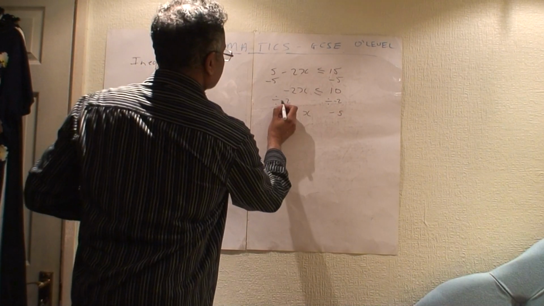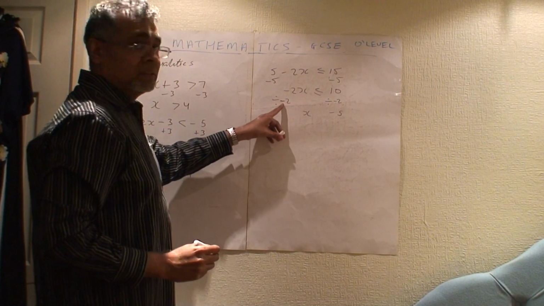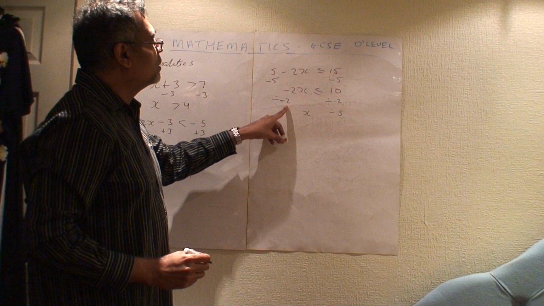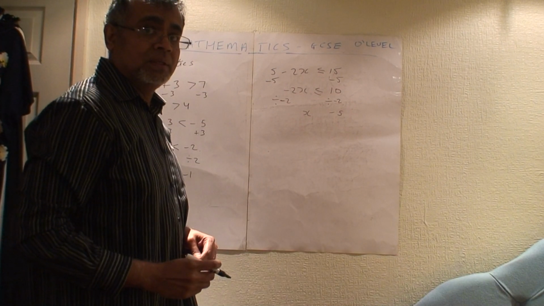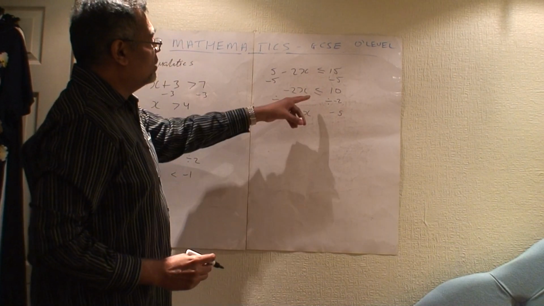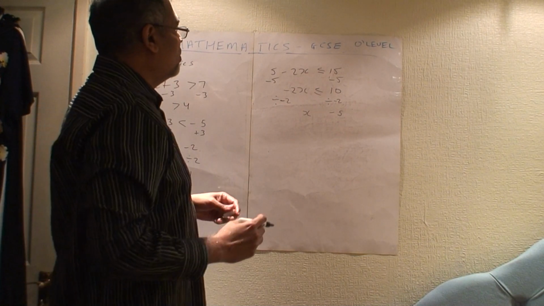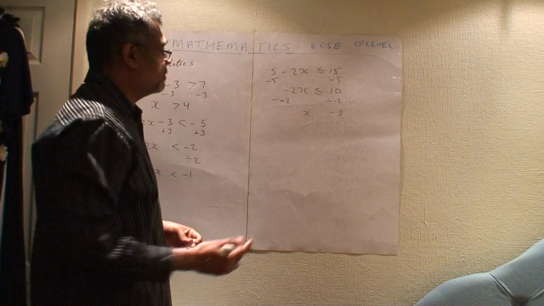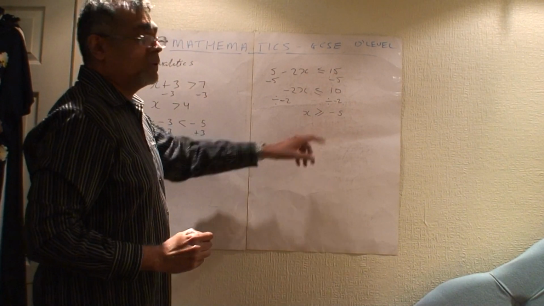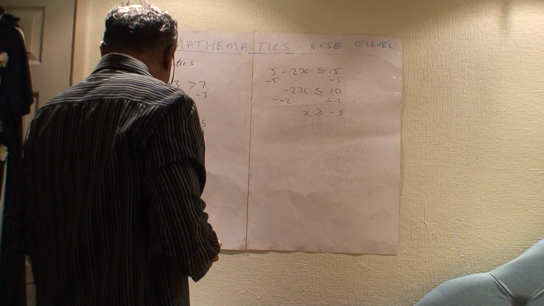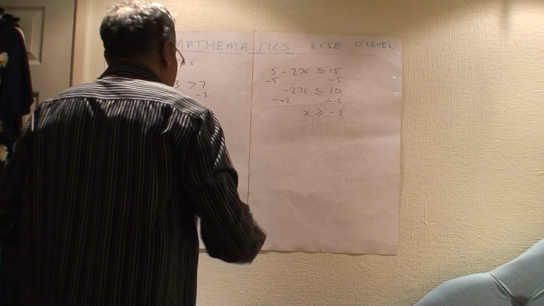Now in the laws of inequality, if you divide by a minus 2, you have to change the direction of the inequality. The inequality here is less than or equal to, but we're going to change it to greater than or equal to. So the answer is x is greater than or equal to minus 5.